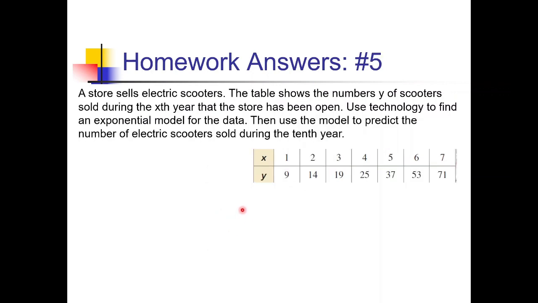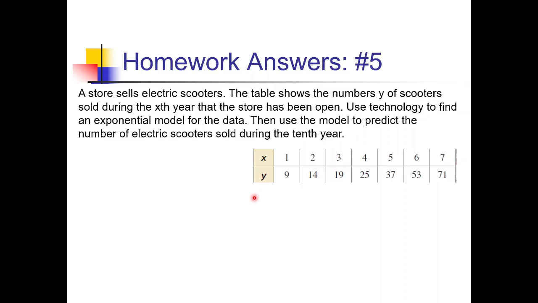On this problem, we have a store selling electric scooters. This table shows the number of scooters, which is the y value, sold during the xth year that the store has been open. So that's our x values. So for example, on year 6, we sold 53 scooters. We want to use technology to find an exponential model for this data, and then use that to predict how many scooters we will sell during the 10th year.